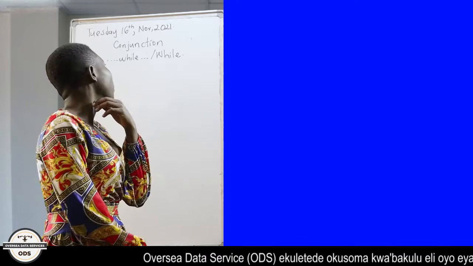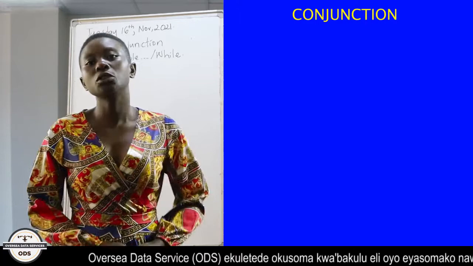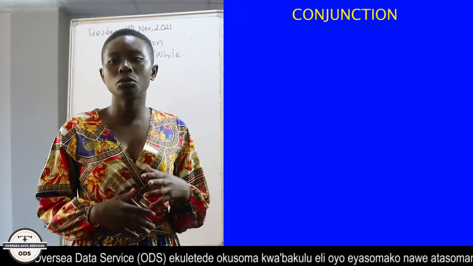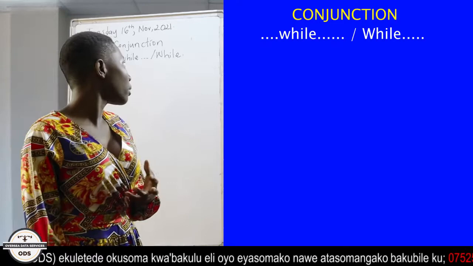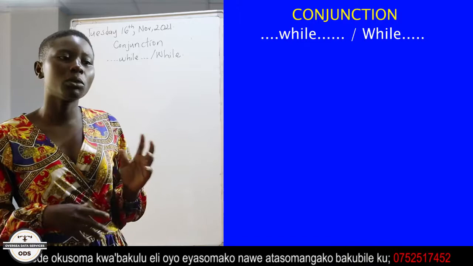Okay, we are going to look at conjunctions. Conjunction means joining words, the words which help us to join two sentences together. And we are going to look at the conjunction "while." We can use it at the beginning of a sentence and in the middle of a sentence.